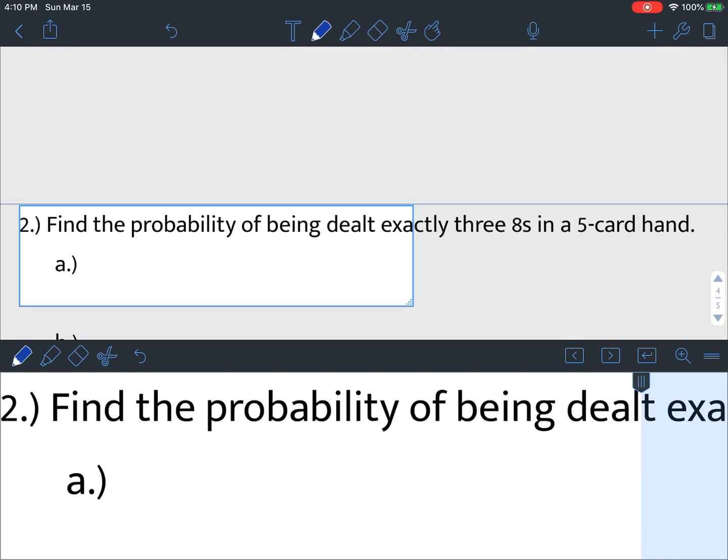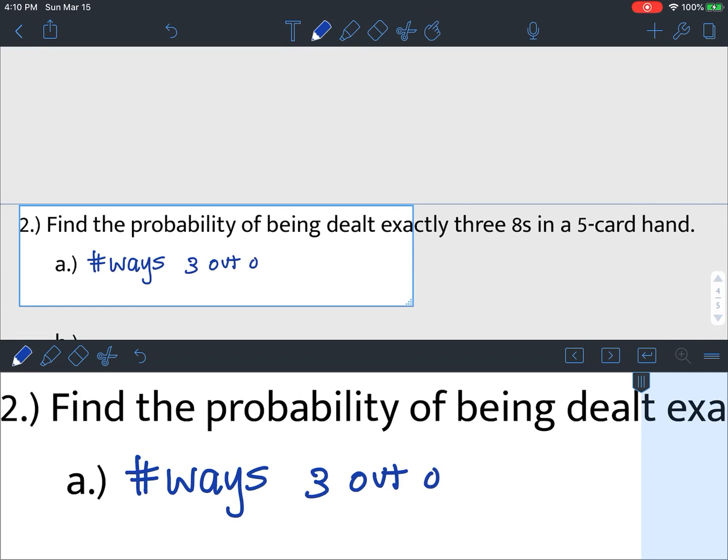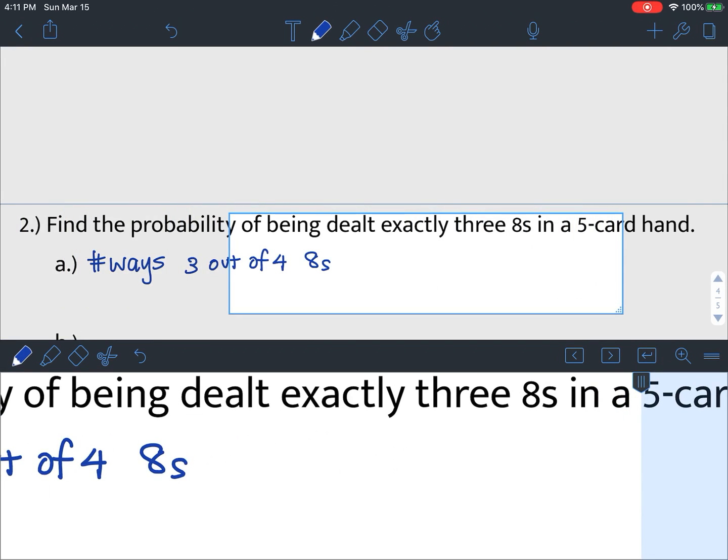Okay, so hopefully you got somewhere, and if you're not ready yet, of course you can just pause the video. So the first thing we're going to do is find the number of ways that you can get 3 out of the total 4 8s. So that's going to be 4C3.